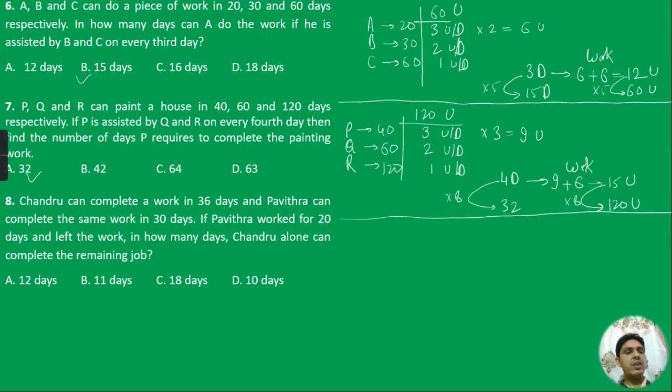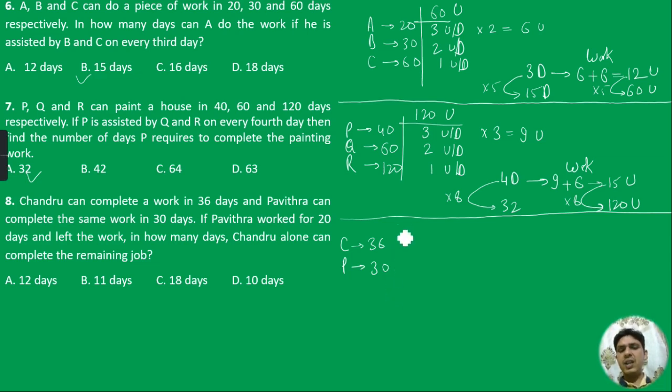Coming to the next question, the question is saying Chandru can complete a work in 36 days, so we can write it as like this. And Pavitra can complete the same work in 30 days. If Pavitra worked for 20 days and left the work, in how many days Chandru alone can complete the remaining job, right? So he's saying that if Pavitra worked for 20 days, okay.